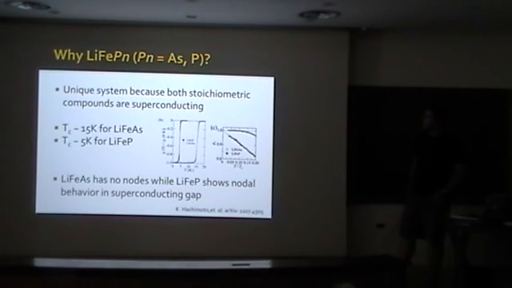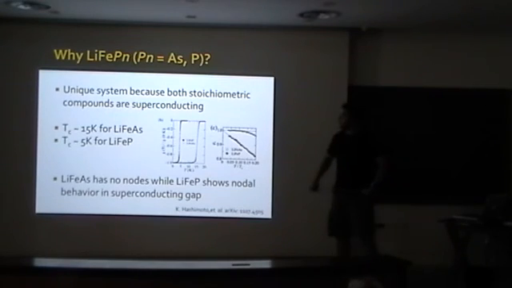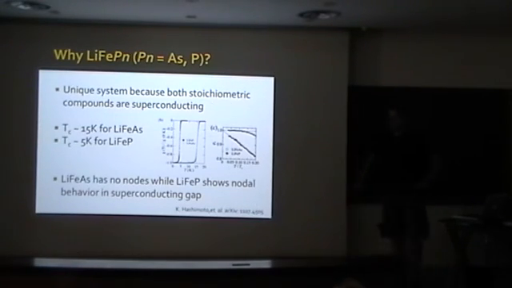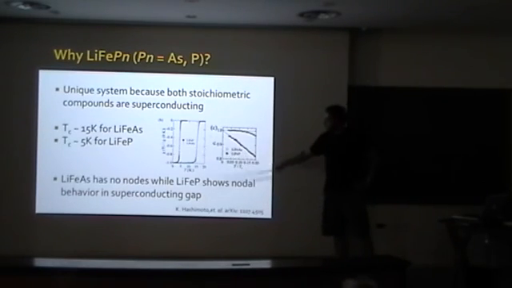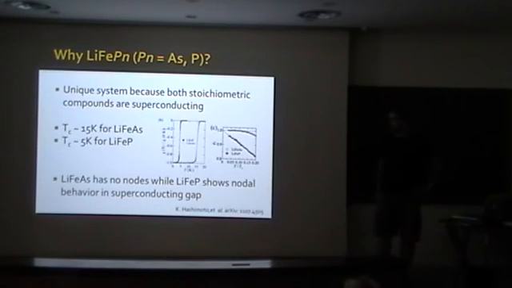Why we chose the lithium iron phosphide and arsenide samples is because they're very unique for doing that. If you want to observe quantum oscillations, you need very, very pure samples, and in any sample that is doped, basically the dopant acts as scattering in your sample. So lithium iron arsenide and lithium iron phosphide do not need to be doped. They're both superconducting in stoichiometric form.